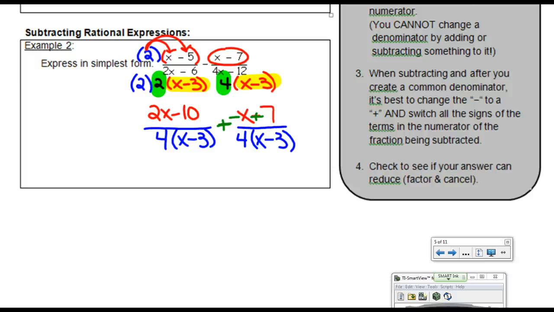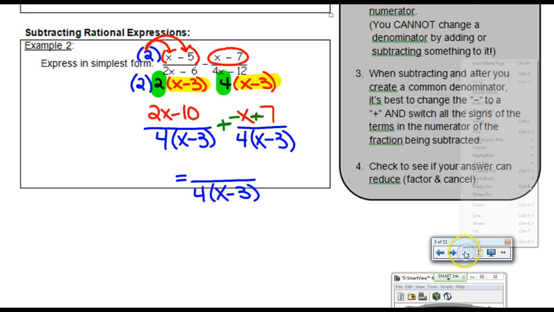If you do that, it'll save you from making the mistake. A lot of students forget to subtract the negative 7. So by changing it to adding, it makes the problem a little bit easier, as I don't have to remember as much. And now I can just keep the denominator and add the 2 numerators.